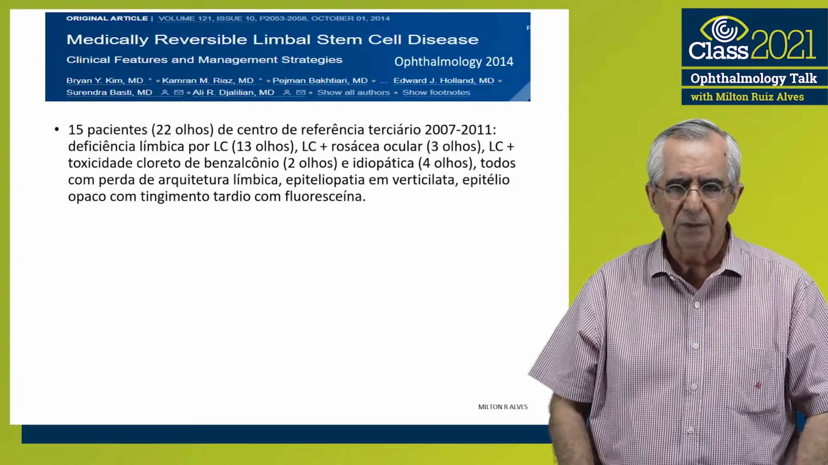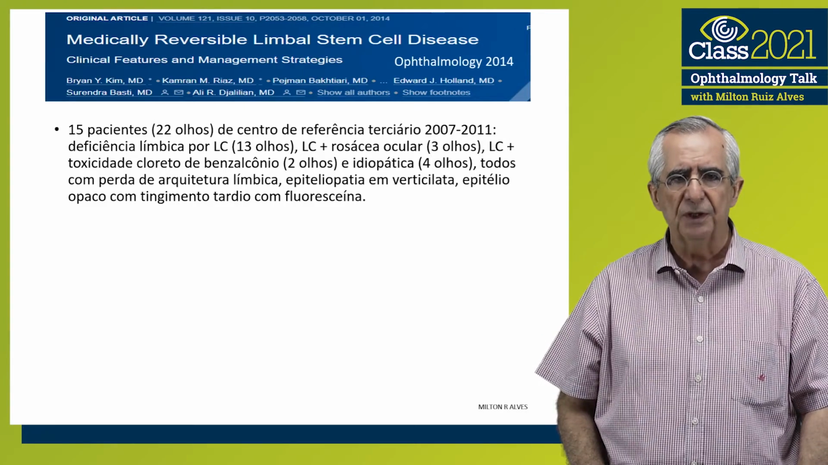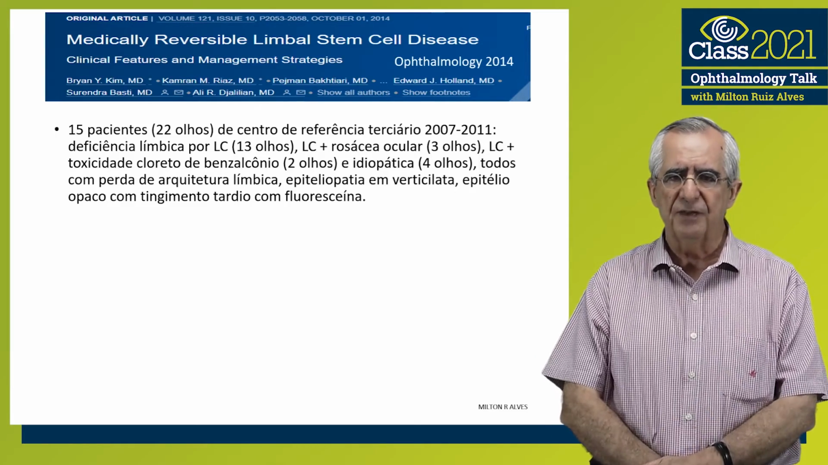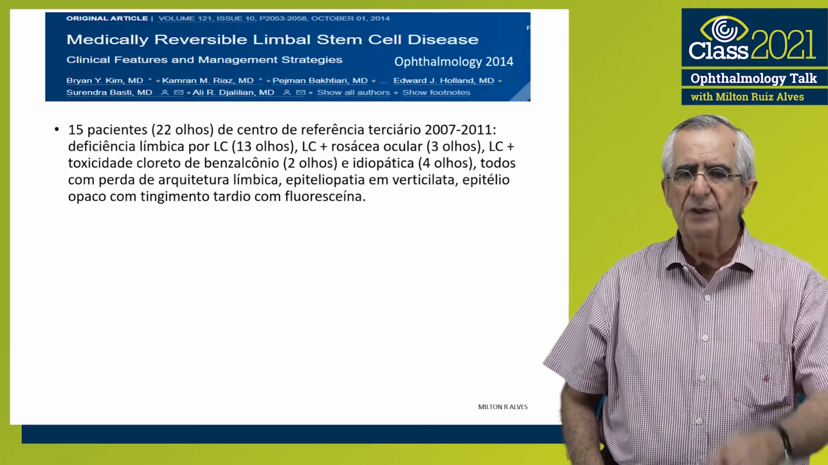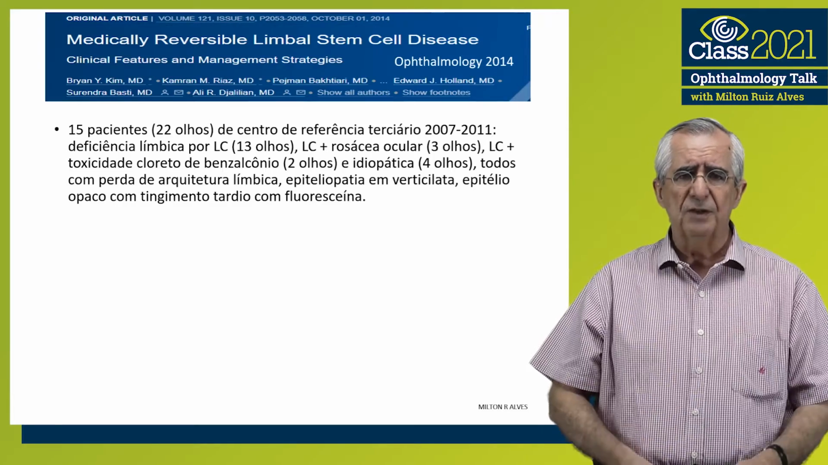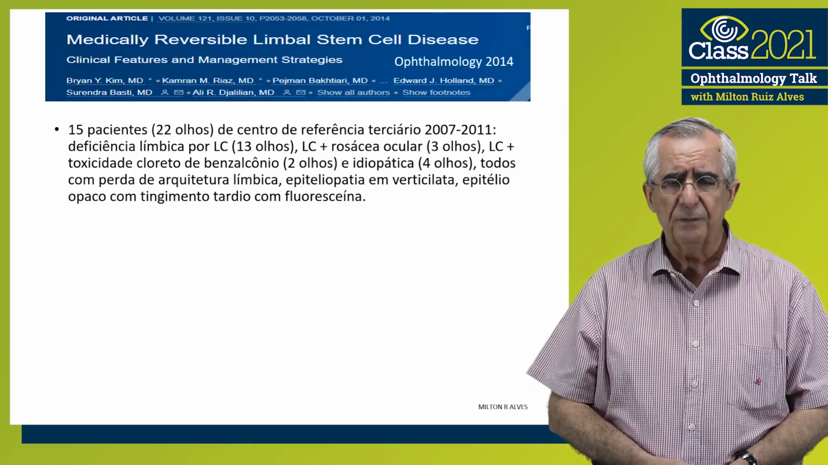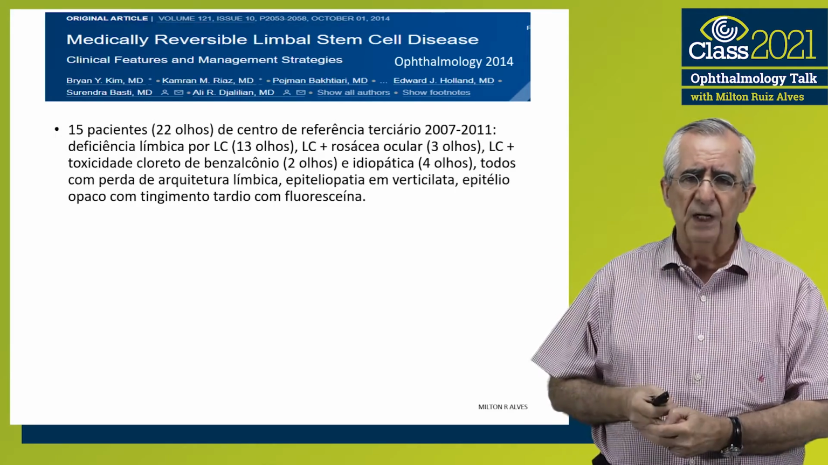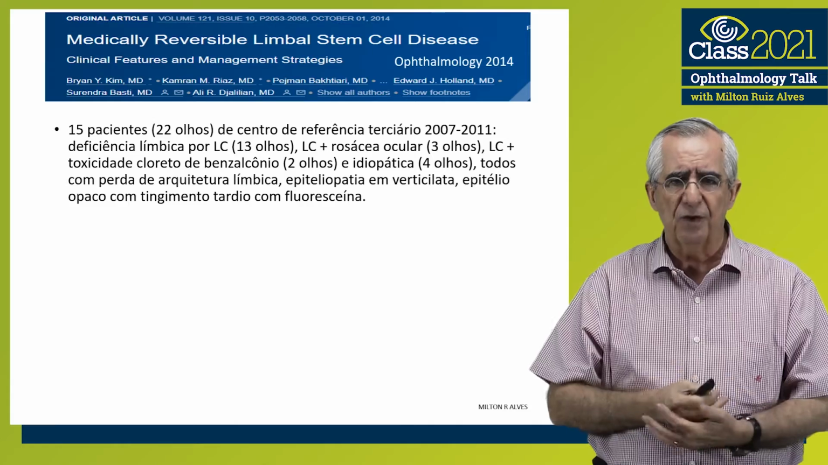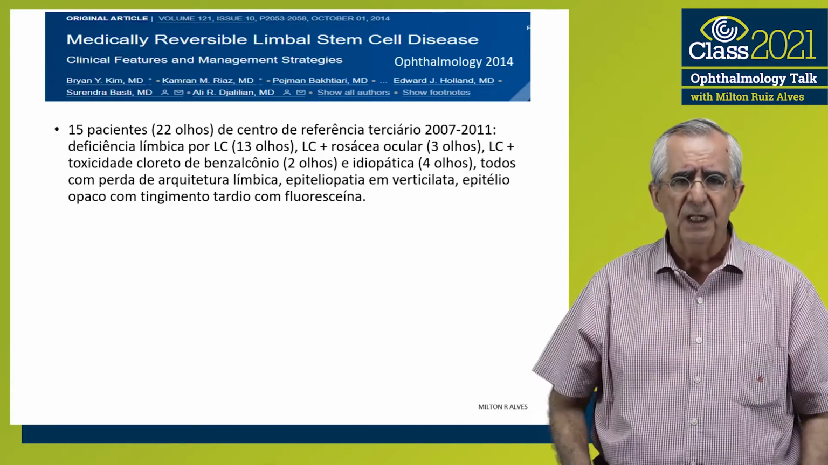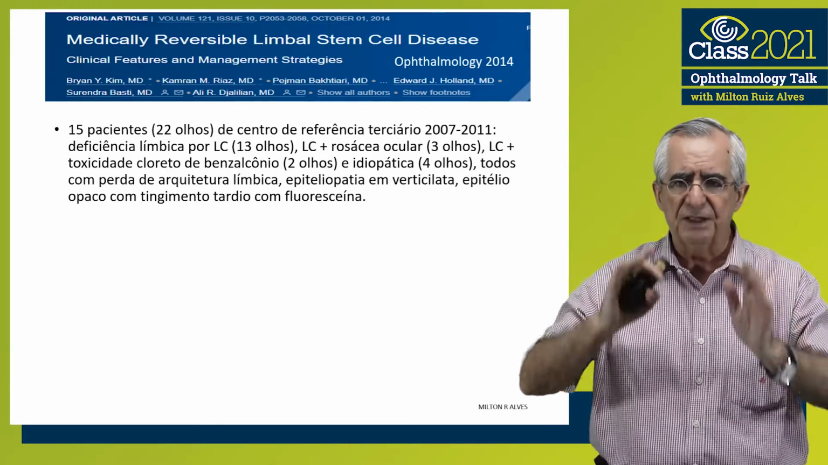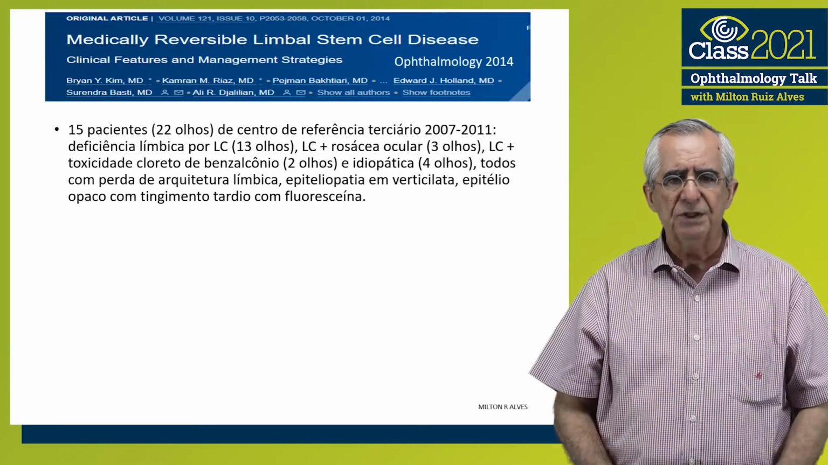The second article that I highlight here is that of Kim and her collaborators, and in 15 patients, 22 eyes were selected from a tertiary referral center in the period between 2007 and 2011. Here, the limbal deficiency of stem cells by contact lens was observed in 13 eyes, and in the presence of rosacea in another 3 eyes, and due to benzalkonium chloride toxicity in 2 eyes, and idiopathic caused in other 3 eyes. All eyes had a loss of limbal architecture, showed signs of verticillate keratopathy and opaque epithelium with late staining by fluorescein.